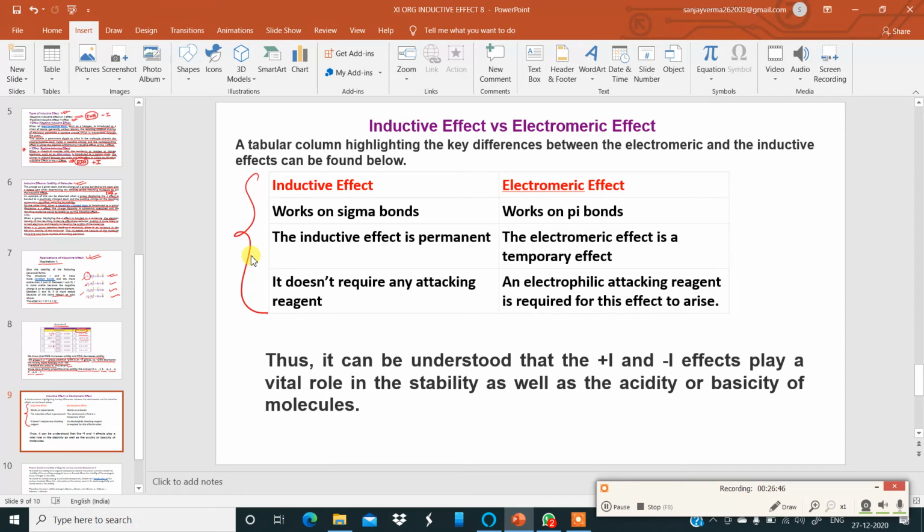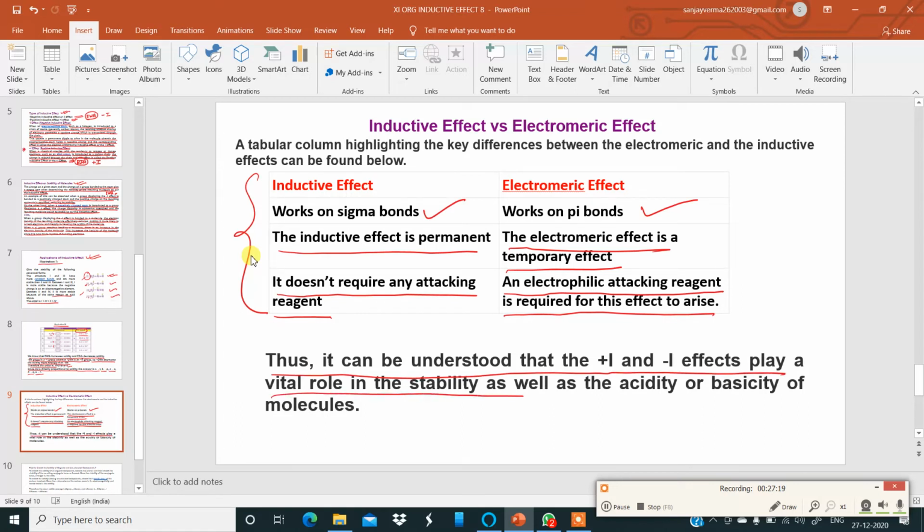The inductive effect, the first point, works on sigma bonds, whereas the electromeric effect works on pi bonds. The inductive effect is a permanent effect, whereas the electromeric effect is a temporary effect. The inductive effect doesn't require any attacking reagent, whereas the electromeric effect requires an attacking reagent for this effect to happen. Thus, in short, the plus I and minus I effects play a vital role in the stability as well as the acidity or basicity of molecules.